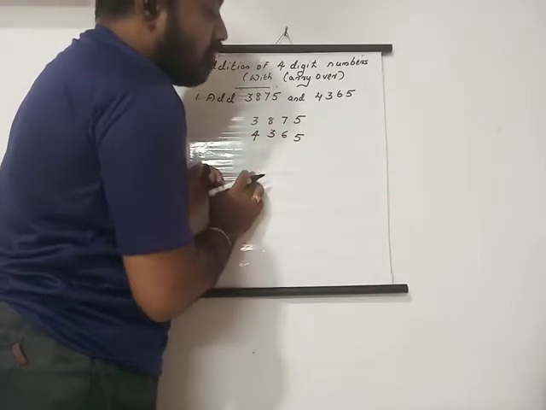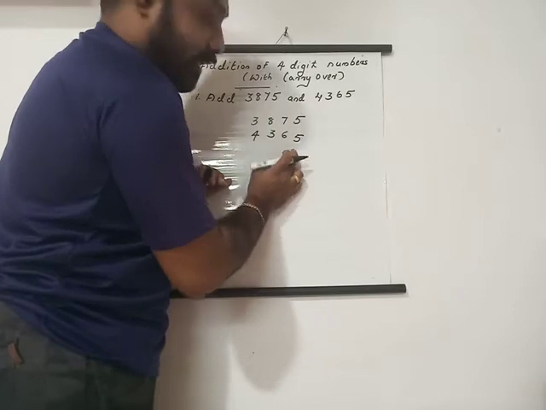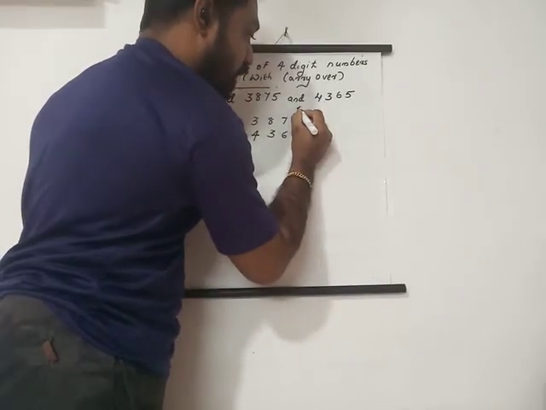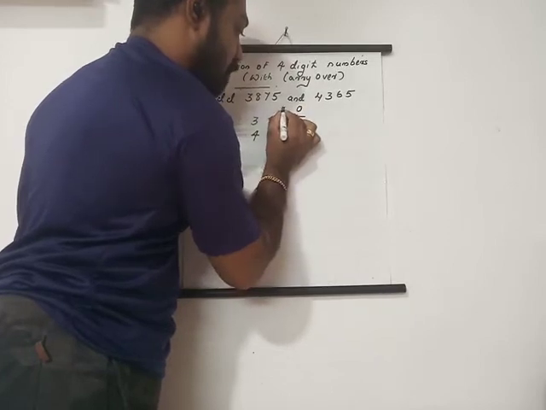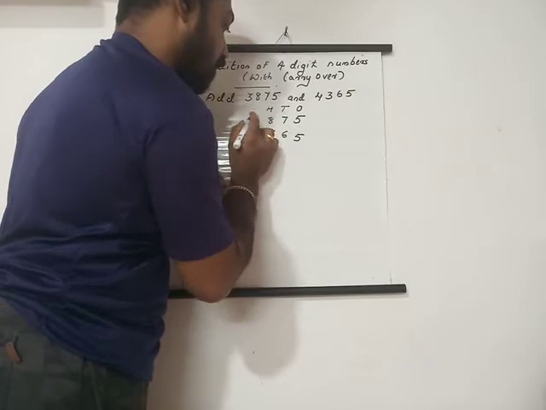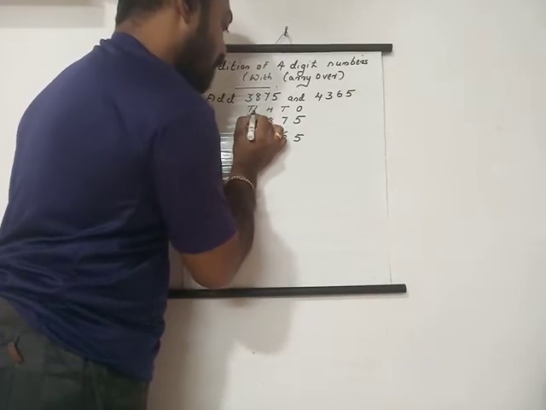So we know the place of these numbers, isn't it? This number is on which place? Ones place. And this is on which place? Tens place. And this? Hundreds place. And this one? That is the thousands place.